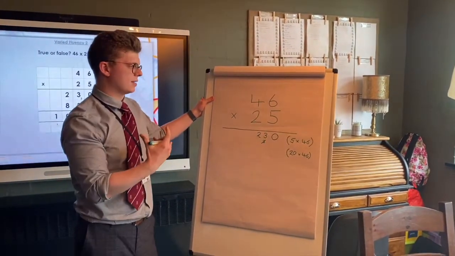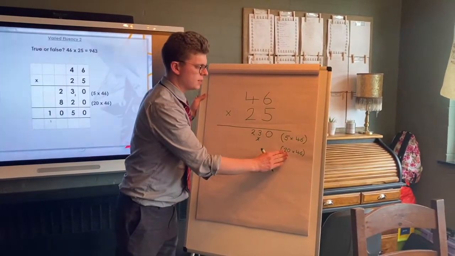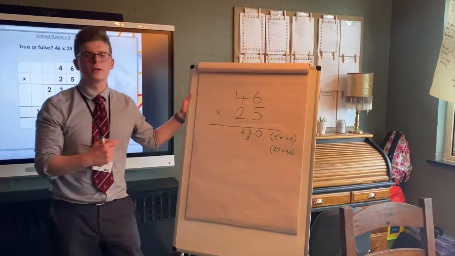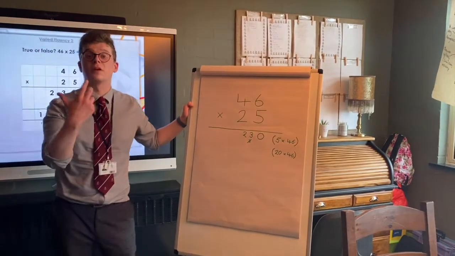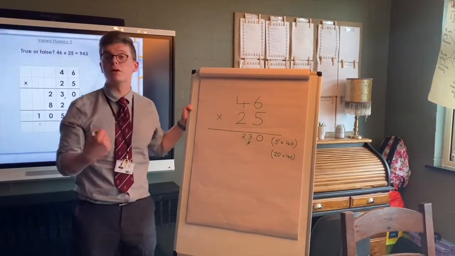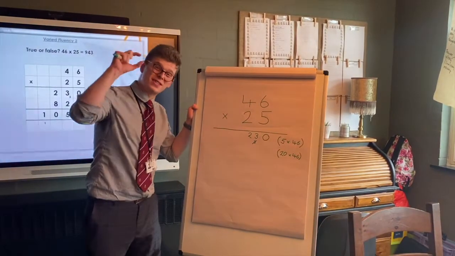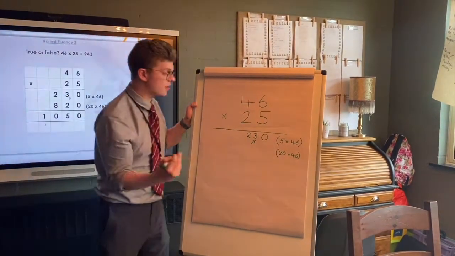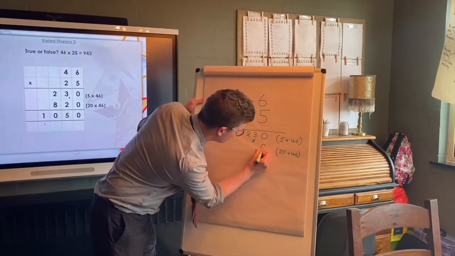Now, next, I have to multiply 20 and 46. 20, of course, is a multiple of 10. And I know that any time I am timesing by a multiple of 10, it's going to end with a 0 in the units column. So I'm going to start by writing in 0.